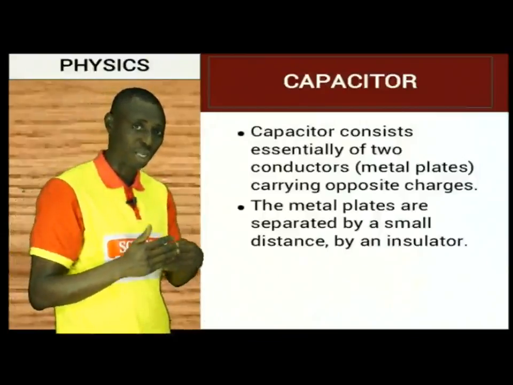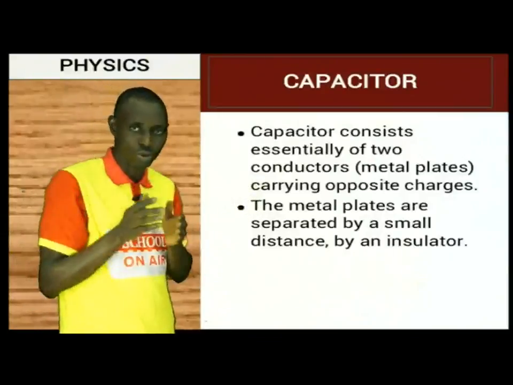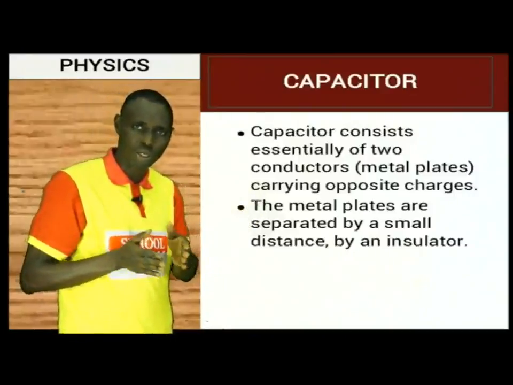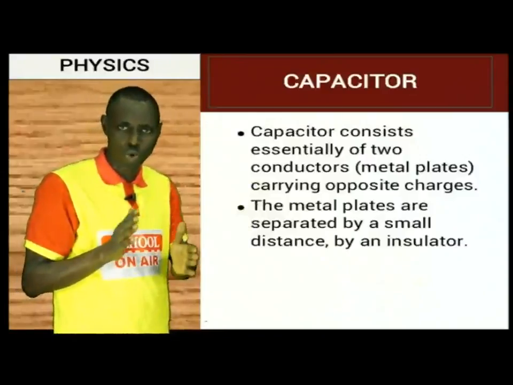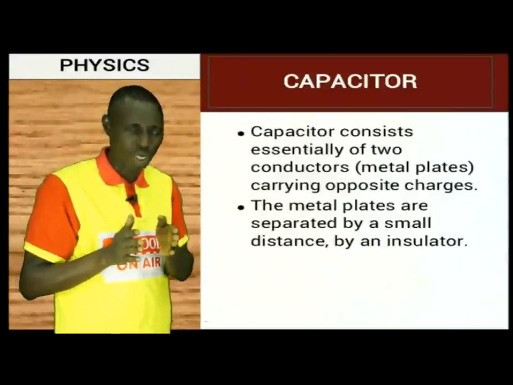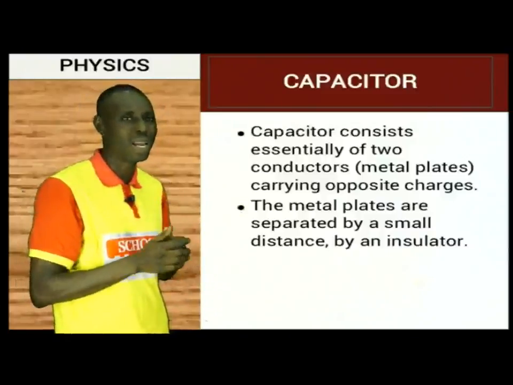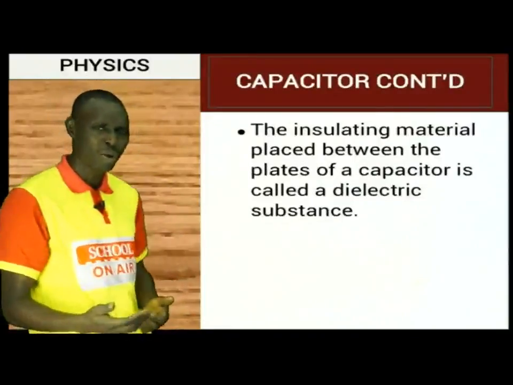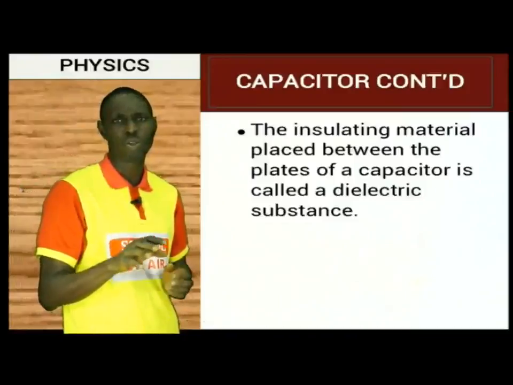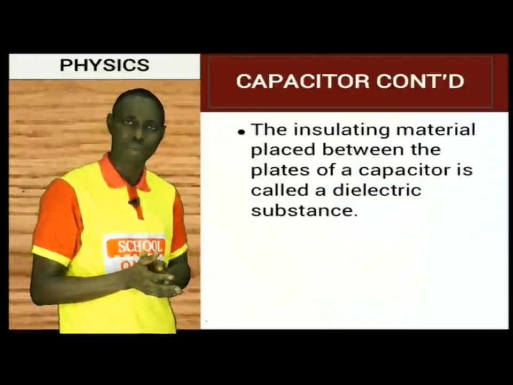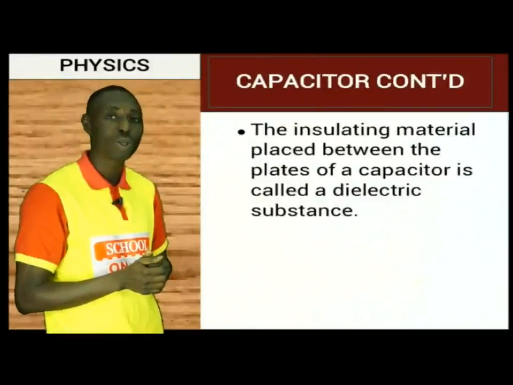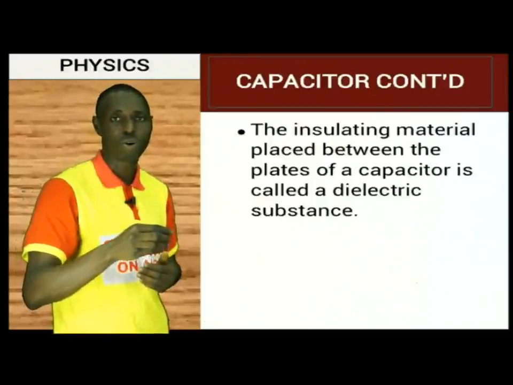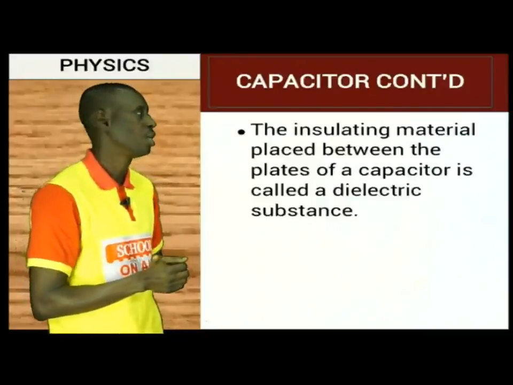So take note of the fact that in a capacitor you have two conductor metal plates carrying opposite charges. One of those plates is going to be positively charged, while the other is going to be negatively charged. Two conductor metal plates of opposite charges, separated by a small distance which is occupied by an insulator. But then, when you talk about the insulator between the two plates of conductors in the capacitor, what is it supposed to be?